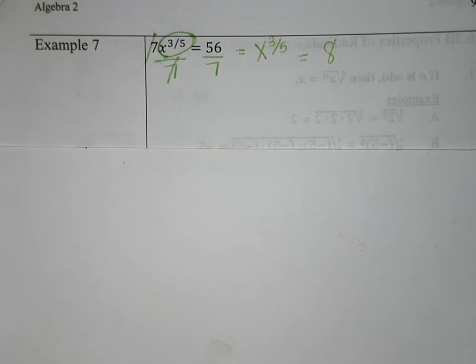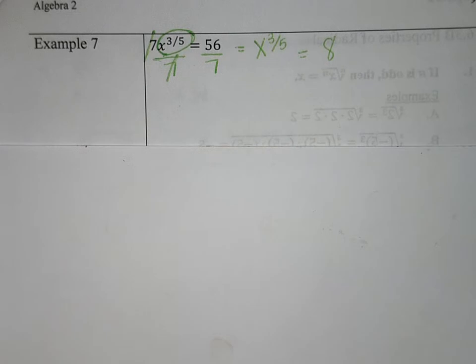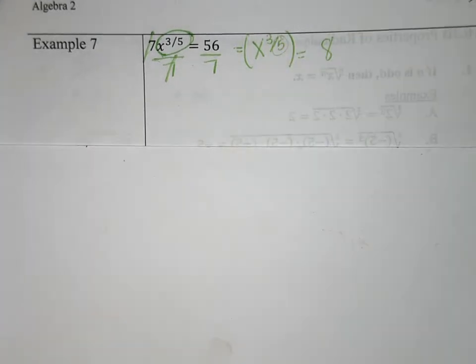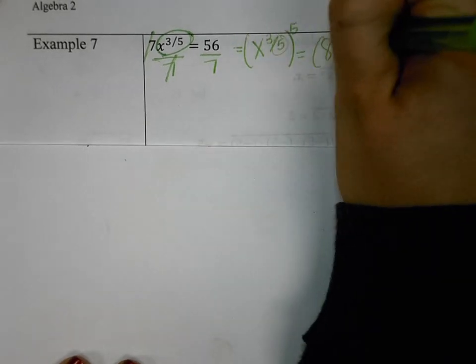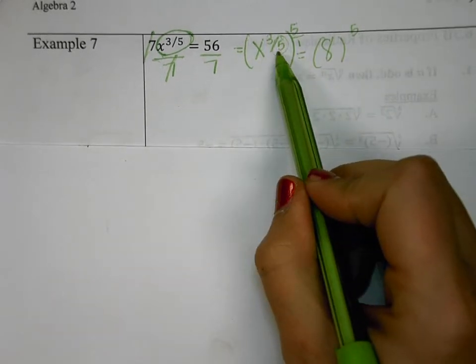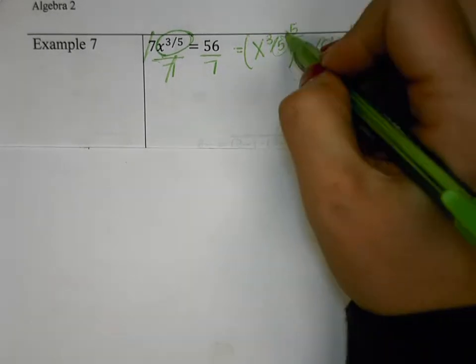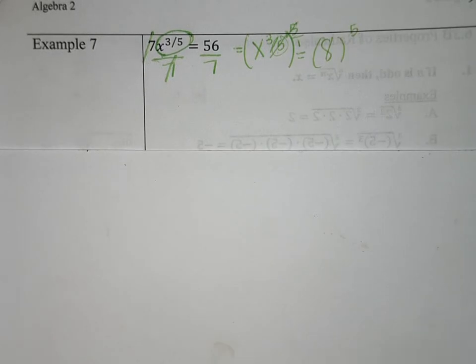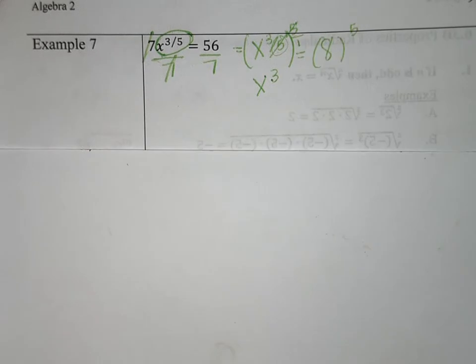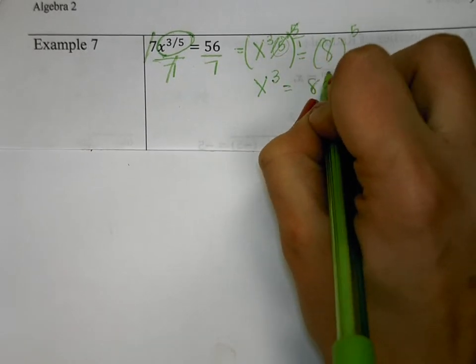Now, what I want to do here is I'm trying to get rid of that exponent that's a fraction. So first let's get rid of the denominator. Our denominator of 5 is the same as saying the 5th root. So that means I want to raise each side to the 5th power. Because watch what happens. This is the same as 5 over 1. And 3 over 5 times 5 over 1, those 5's cancel out. So I am left with x to the third equals 8 to the fifth.